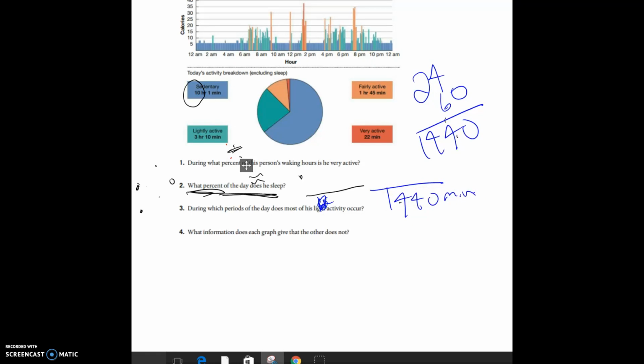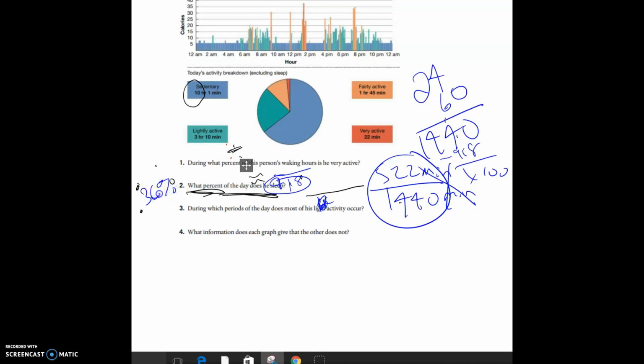Now, we could then figure out how many minutes they're sleeping. So on the previous problem, we had that there were 918 total minutes that this person was awake. So that means the rest of the minutes they must have been sleeping. So if I subtract that 918, I get 522 minutes that this guy is sleeping. So I could cancel my units, divide, and multiply by 100. And on that one, I think I get about 36% for the answer.